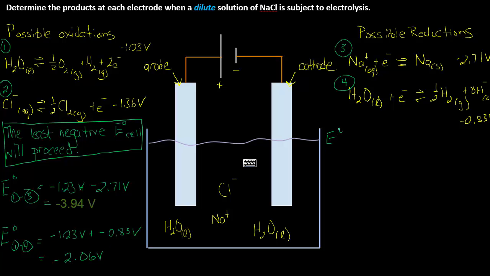I'm just going to move to the other side of the screen here so I have some room. When I combine the oxidation of chloride with the reduction of sodium, I come away with a cell potential of negative 4.07 volts. And when I combine the oxidation of chloride with the reduction of water, I come away with a cell potential of negative 2.19 volts.